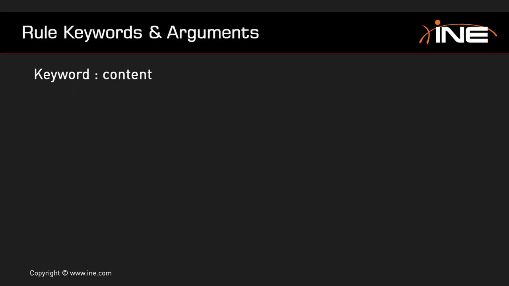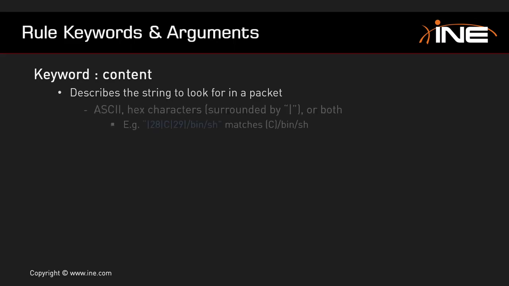The content option, this is what you will be using probably the most. This is how you will describe the string you want to look at in a packet. And the content can be defined using ASCII or hex characters, or maybe you will be able to specify both types of characters as the string you want to match. Now, the key thing to remember here is that your hex characters must be surrounded by a pipe.